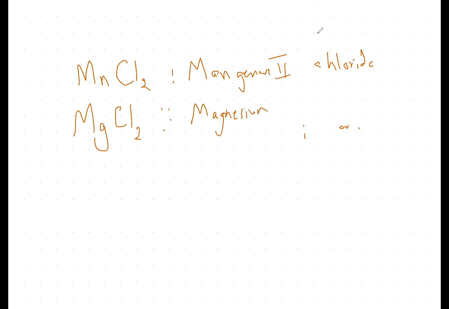I will ask you another question. N2O5. Give me the name. Is there any metal here? Is any metal in this compound? No, because nitrogen is in which group? Nitrogen is group 5.